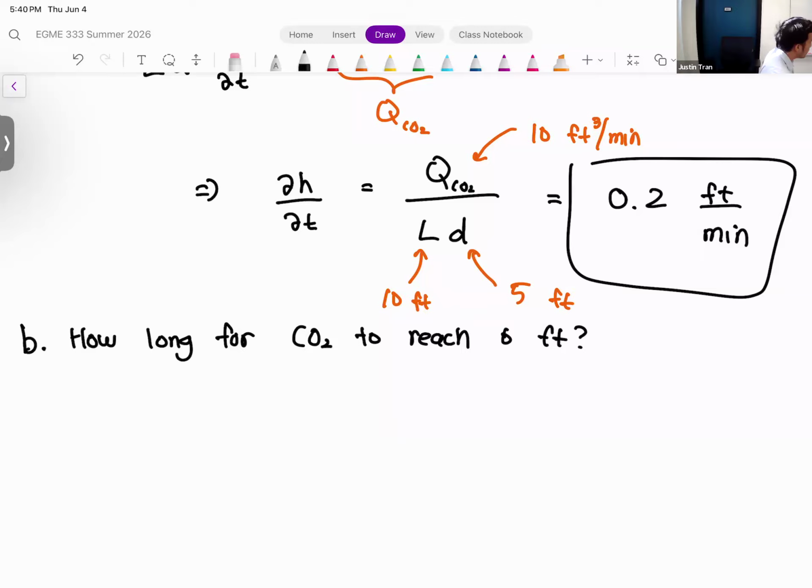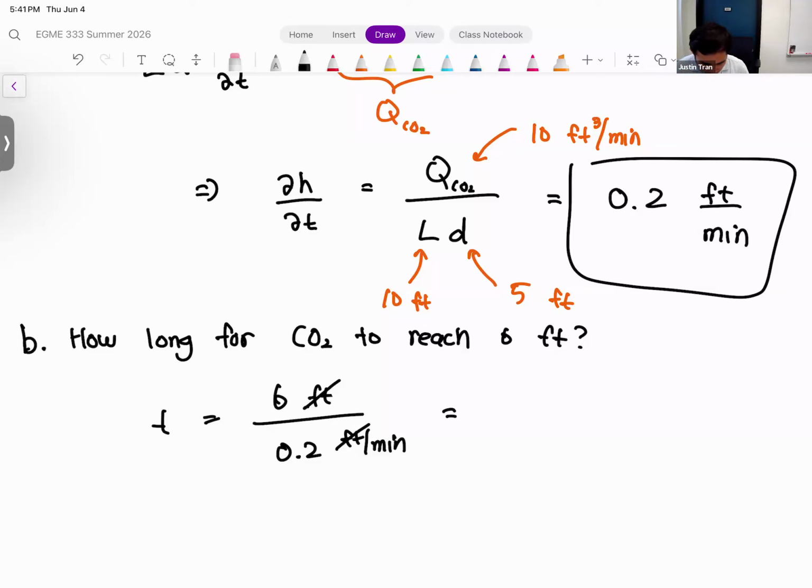So remember, for this problem, we're assuming that at the very beginning, no CO2 exists in the trench at all, right? So we're starting at a height of 0. And so in order to reach 6 feet, we're just simply going to take 6 feet divided by the rate that we just computed in the previous part, 0.2 feet per minute. You can see here the feet are going to cancel out, and the minute from the bottom just comes up to the top. So this gives us our time. We have just 6 divided by 0.2. That there is 30 minutes.